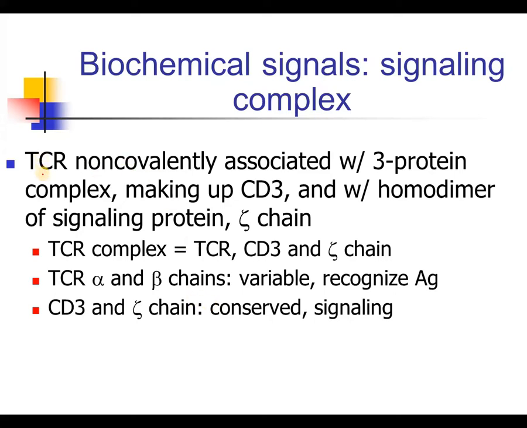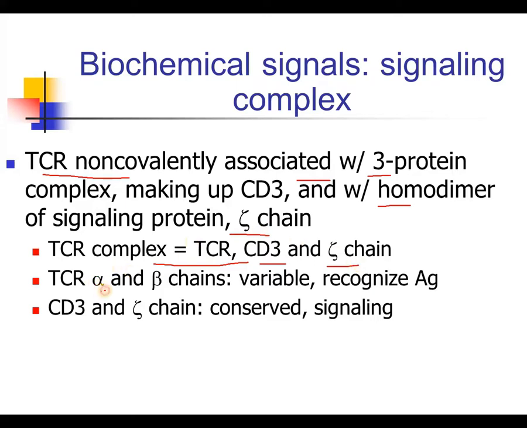So recall that the T cell receptor is non-covalently associated with CD3, and CD3 is actually a 3-protein complex. In addition, the TCR, the T cell receptor, is non-covalently associated with a homodimer signaling protein, that is the zeta chain. So the T cell receptor complex includes the T cell receptor, CD3, and the zeta chain. That's the whole complex for antigen binding and for signaling.